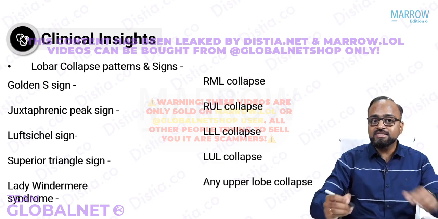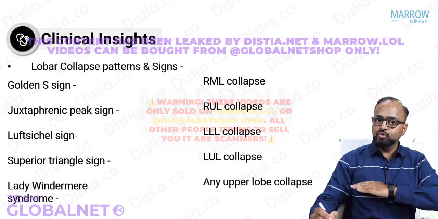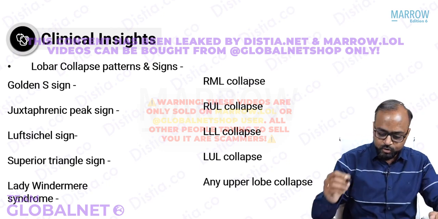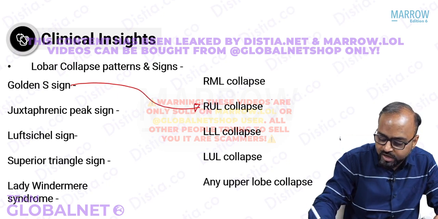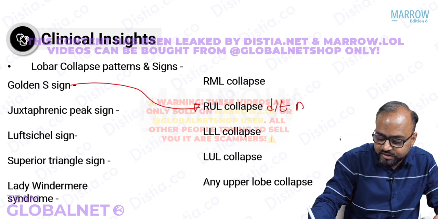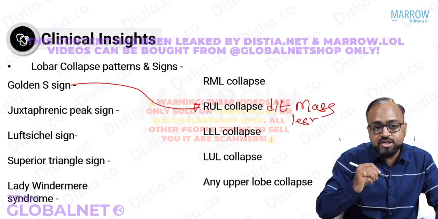So golden S sign, I told you, when the horizontal fissure is pulled up, so it will be seen in upper lobe collapse. So golden S sign is seen in the right upper lobe collapse due to a central mass lesion. We have discussed this in detail.